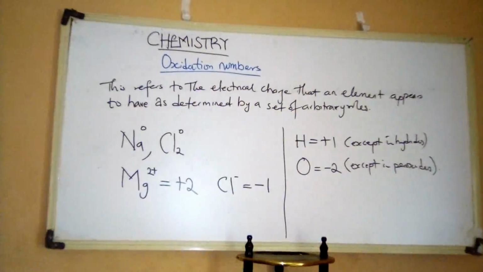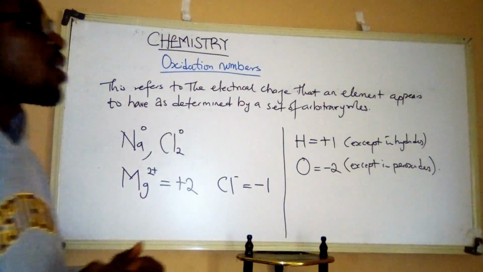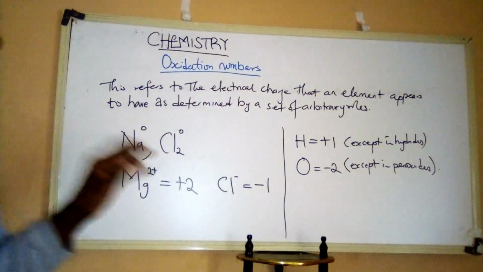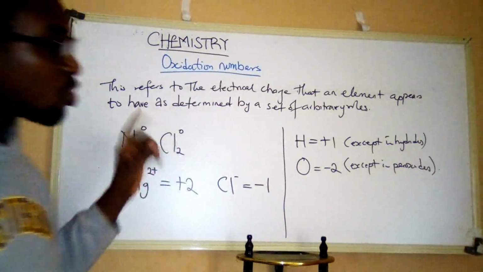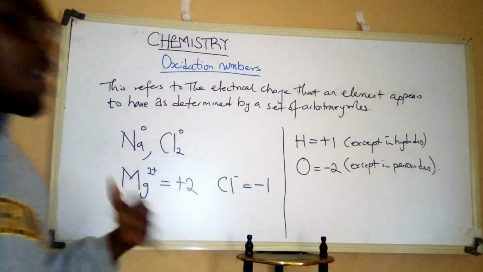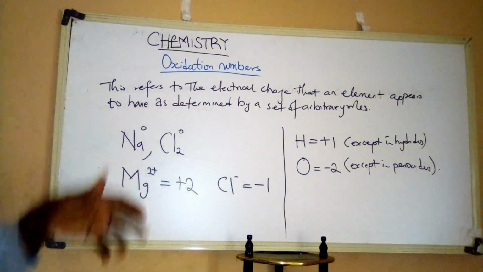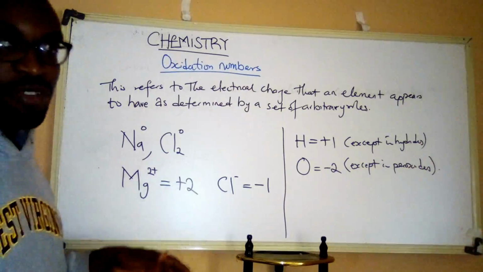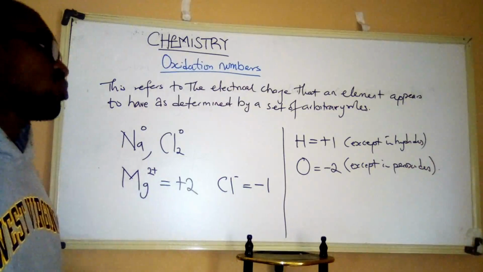So I will repeat myself again. Hydrogen has an oxidation number of +1, except in hydrides, where it actually has an oxidation number of -1, and oxygen has an oxidation number of -2, except in peroxides, where it has an oxidation number of -1. And then, if you know this, you are able to deal with any problem in oxidation numbers.